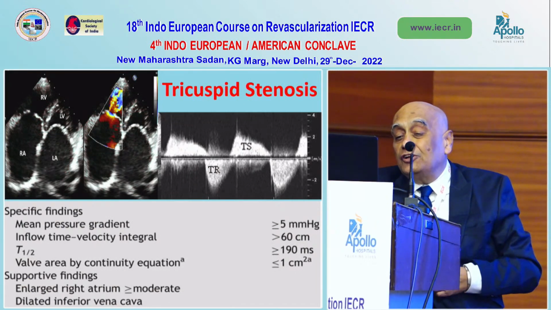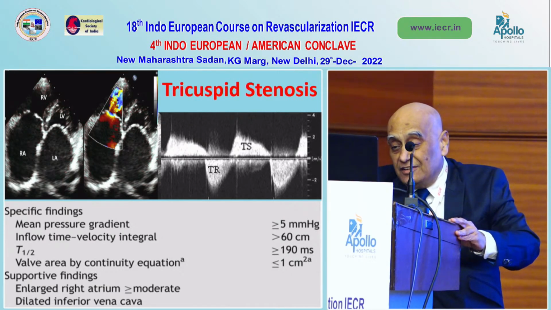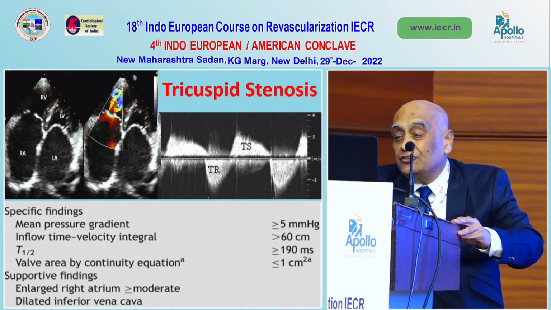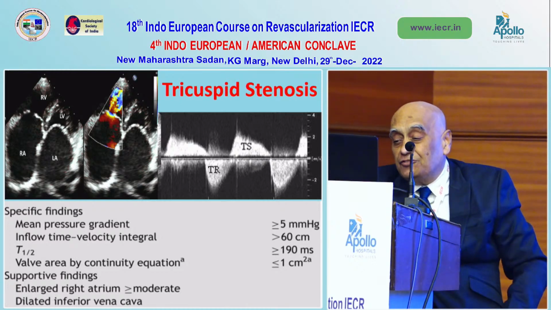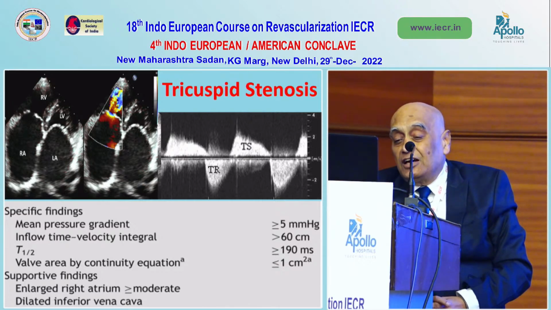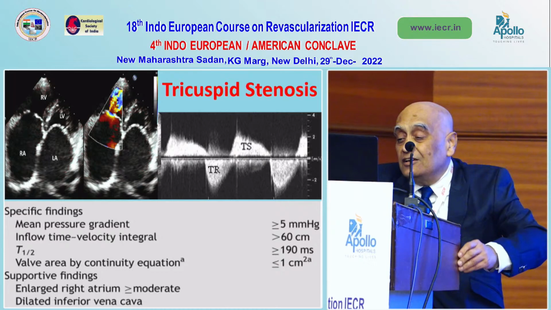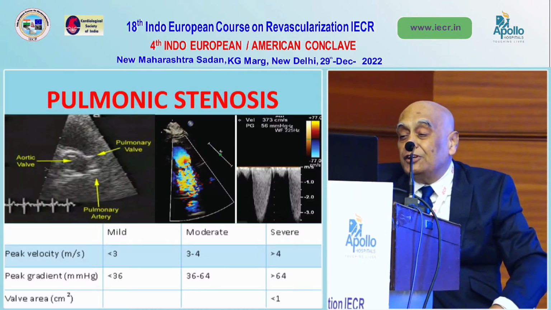Now for TS, you take the mean pressure gradient across the tricuspid valve. If it is more than 5 millimeters of mercury, then this is severe TS. And if you take the VTI across the tricuspid valve, if it is more than 60 centimeters, it is severe TS. A pressure half time of equal to or more than 190 milliseconds is severe TS, and by the continuity equation, a valve area of less than 1 centimeter squared is also severe TS.